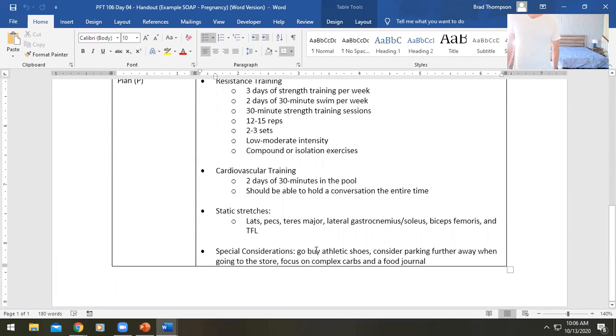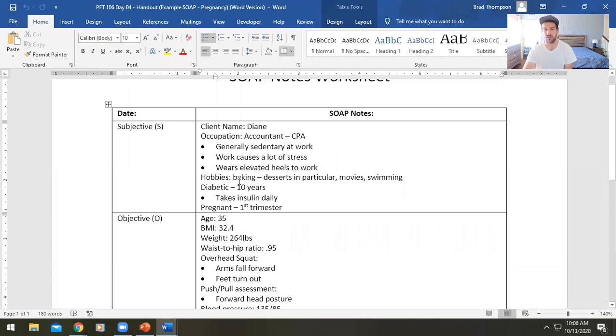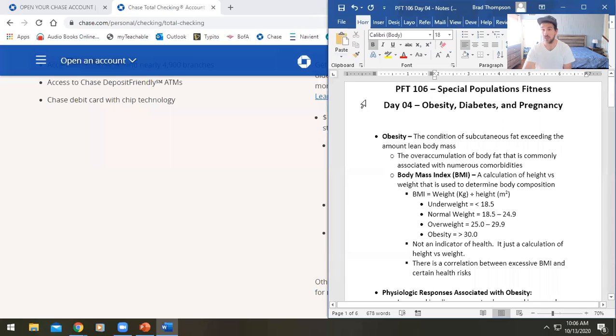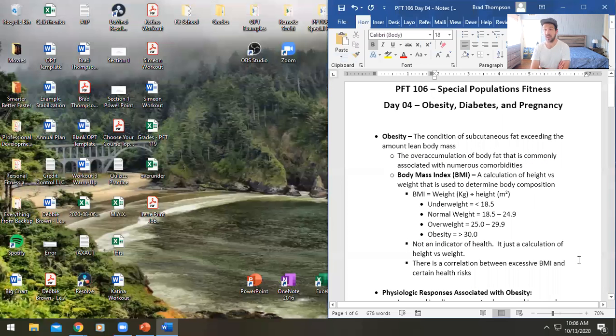We told her to go buy some athletic shoes. Her shoes probably sucked. Very, very common. Most of your clients' shoes suck until you give them good advice. So we're going to encourage her to go buy some more comfortable shoes. And then changing her lifestyle habits, park farther away while she's going to the grocery store, and let's try to get some more complex carbs and start a food journal so that we can start to see a little bit more of the kind of things we're bringing in. And see if we can start managing the weight a little bit. We're not putting this client on an intense weight loss routine. We're just encouraging them to start thinking about their diet. That way, once this pregnancy is over, then we can start maybe addressing those things.